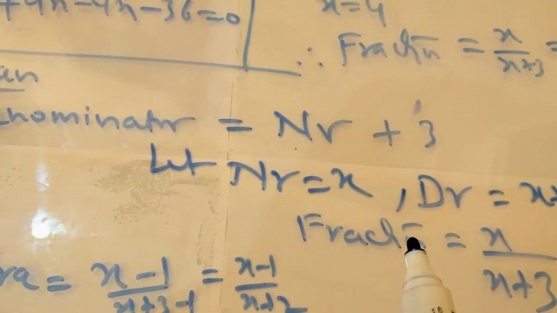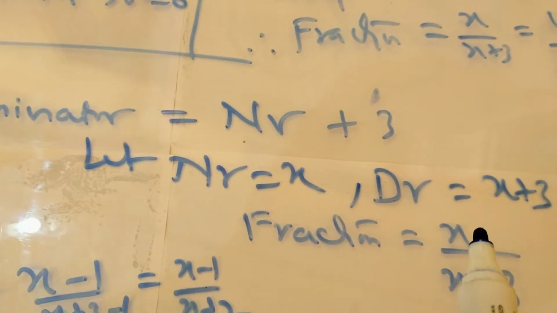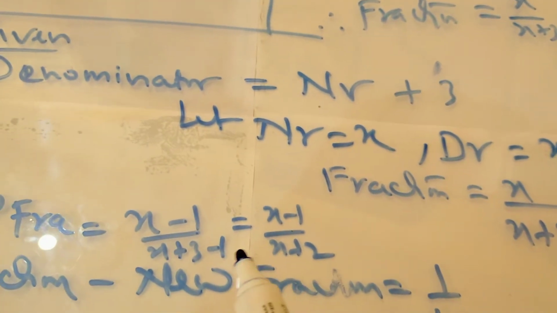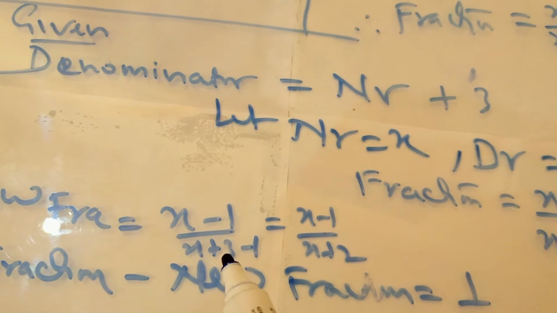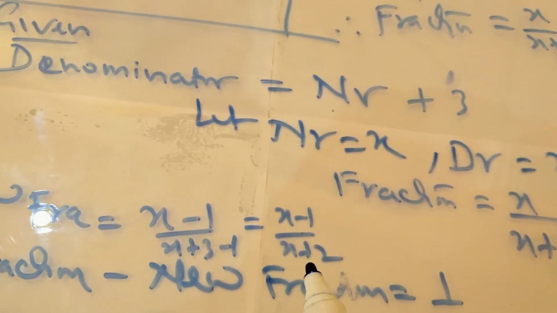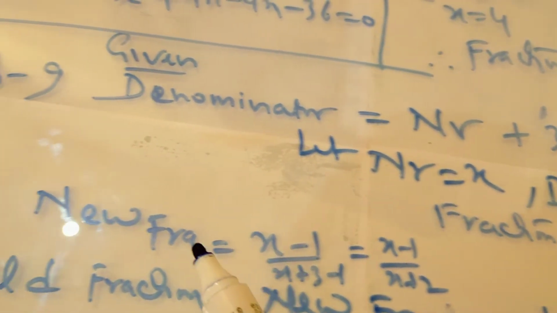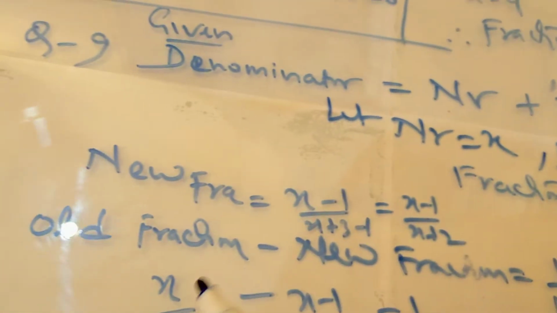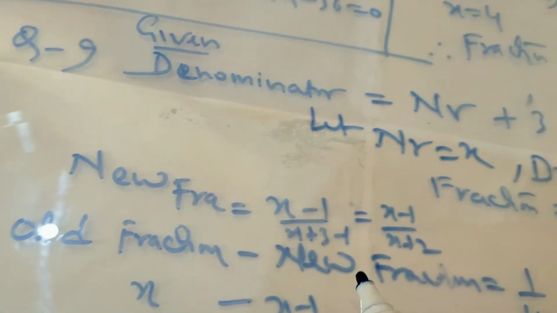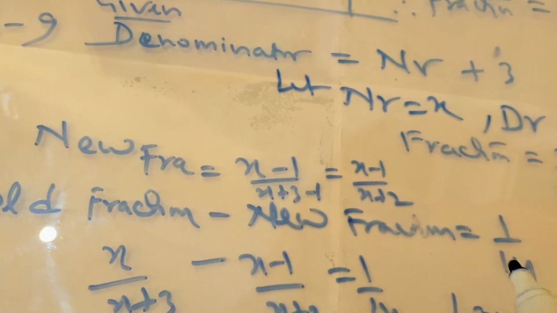Now he has given the condition that if you subtract 1 from the numerator and denominator, the new fraction will be x minus 1 upon x plus 3 minus 1. It will give x minus 1 upon x plus 2. This is the new fraction, and the old one is here. It is already given that old fraction minus new fraction, the value is decreasing by 1 by 14.